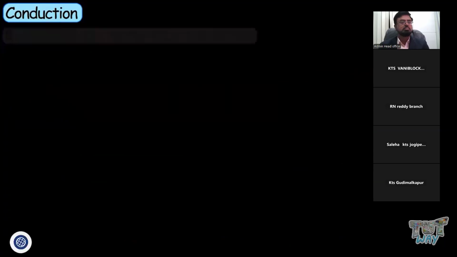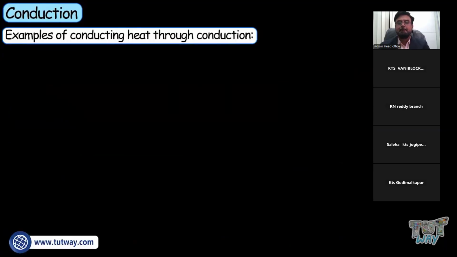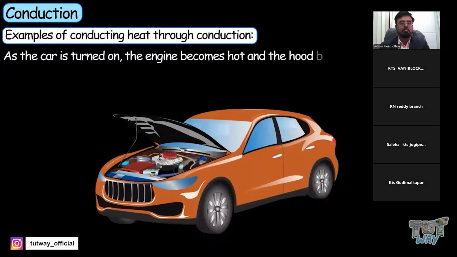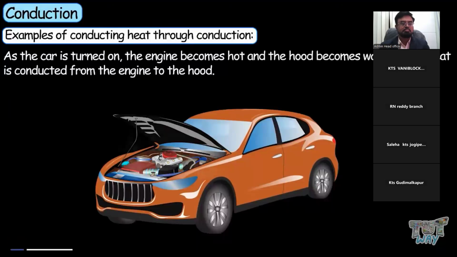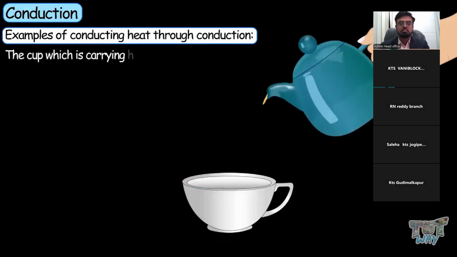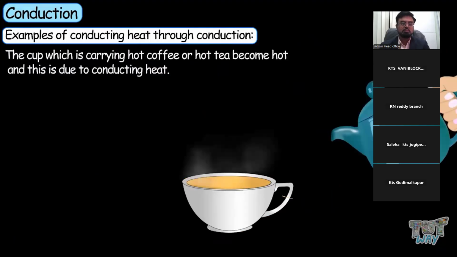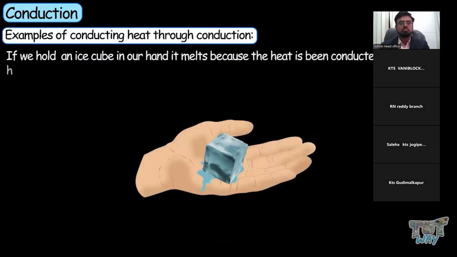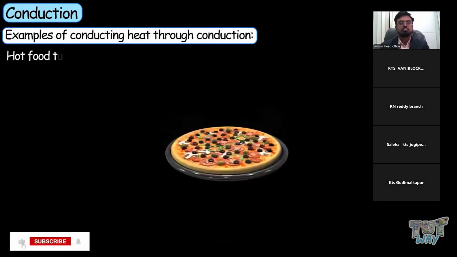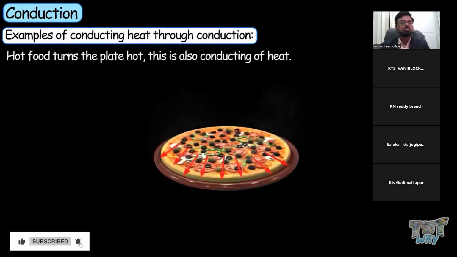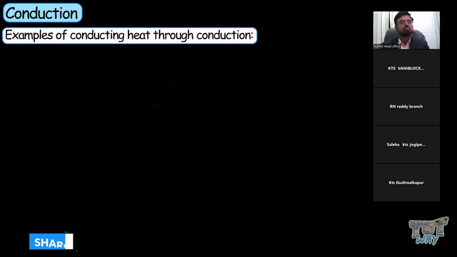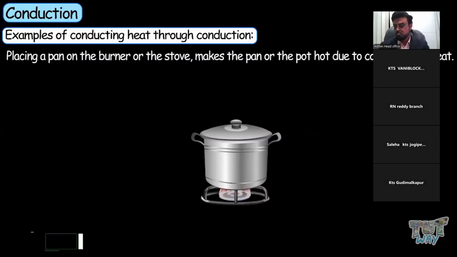Now let's have a look at some examples of conducting heat through conduction. When a car is turned on, the engine becomes hot and the hood becomes warm because the heat is conducted from the engine to the hood. The cup, which is carrying hot coffee or hot tea, becomes hot, and this is due to conducting heat. If we hold an ice cube in our hand, it melts because the heat is being conducted from our hand to the ice cube. Hot food turns the plate hot. This is also conducting of heat. Placing a pan on the burner or stove makes the pan or the pot hot due to conducting of heat. All these are examples where you can see the conduction method.